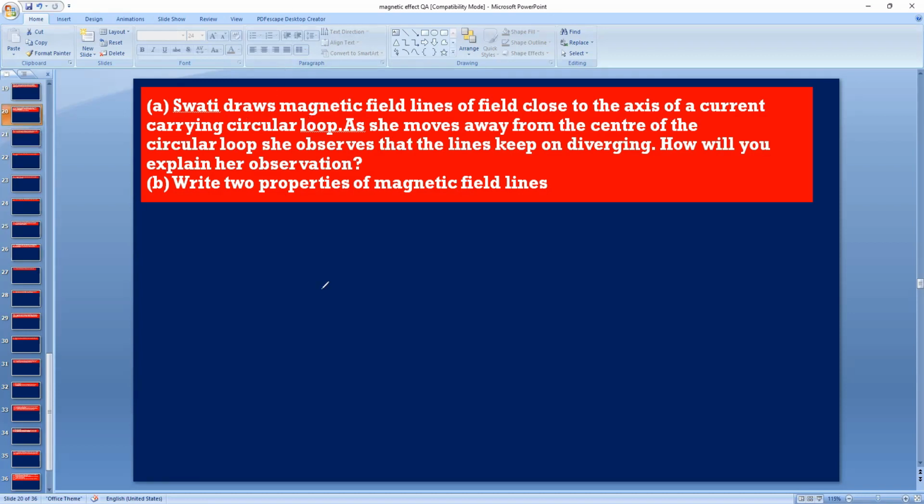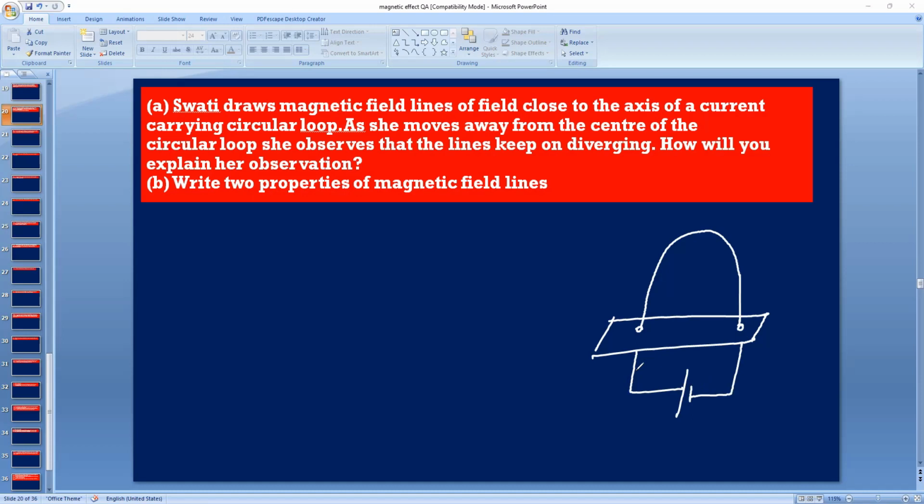The first question explanation: if a current carrying conductor is in a loop, explain the magnetic field lines. The same answer we can give here. Take a cardboard sheet, make two holes on the cardboard sheet, insert a copper wire in a circular loop, and connect both the ends to battery terminals. Current is flowing from one end to another end. Yes. Now, magnetic field lines are produced over here. Between these two, the magnetic field lines are straight lines. This explanation we have to give.